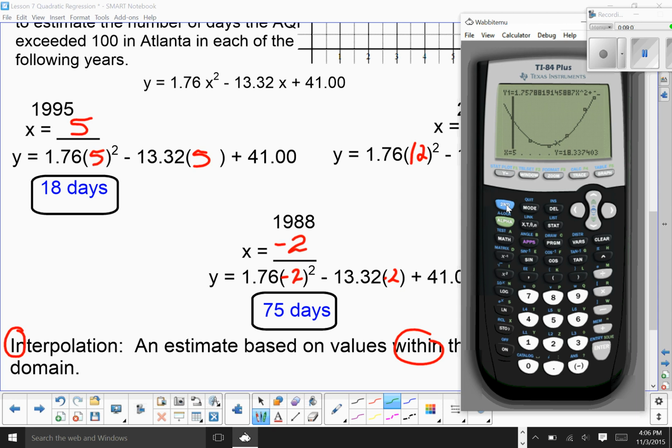I can also then do 2nd Calc and say a value, and I want to plug in 12. I hit enter, and I go to... 12 should be on here. Okay, that's interesting. Invalid. I'll come back to that.